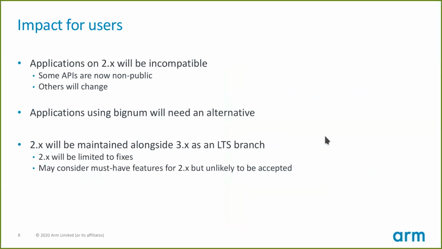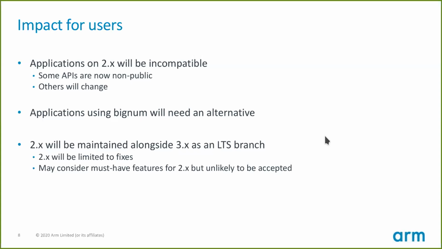So as a user of Mbed TLS, what will the impact be? Well, if you're using some of the low-level APIs, you're going to need to prepare for a change. We haven't settled yet whether low-level modules like BigNum will be available in 3.0 or not. It might depend on your linker. Certainly, you can't expect them to be available forever.